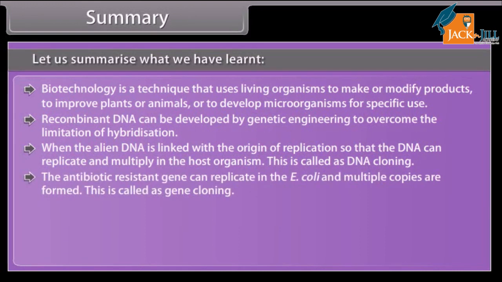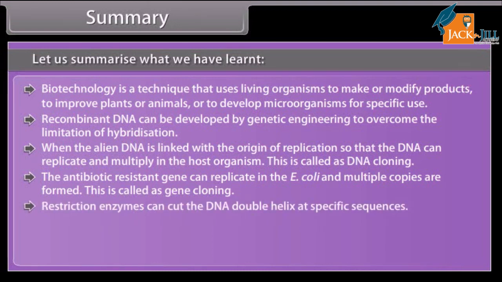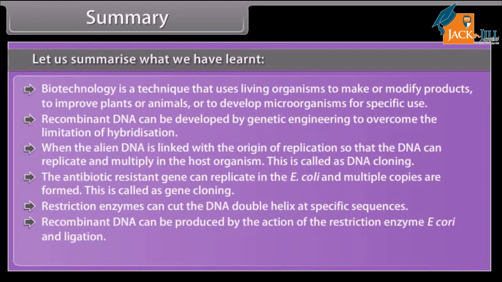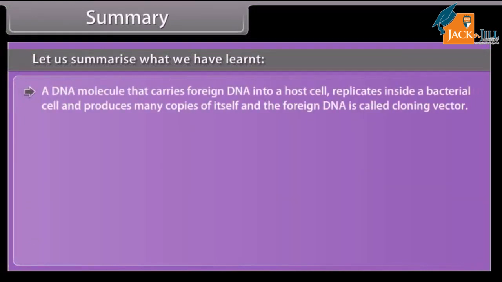The antibiotic-resistant gene can replicate in the E. coli and multiple copies are formed. This is called gene cloning. Restriction enzymes can cut the DNA double helix at specific sequences. Recombinant DNA can be produced by the action of the restriction enzyme, E. coli and ligation. Gel electrophoresis is used to separate DNA fragments. A DNA molecule that carries foreign DNA into a host cell replicates inside a bacterial cell and produces many copies of itself, and the foreign DNA is called cloning vector.